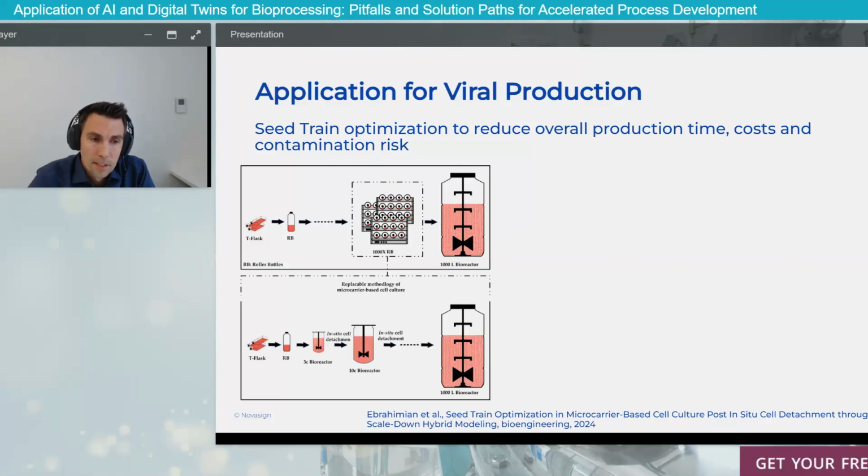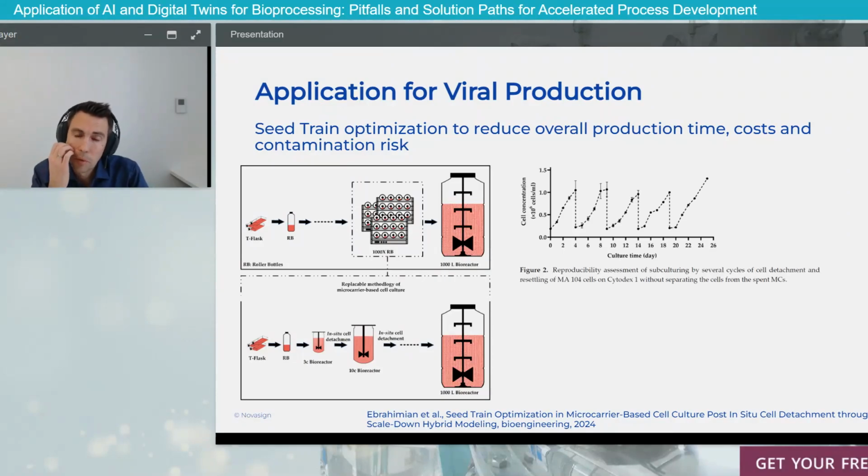So the idea is basically to use T-flasks in the beginning as normal, but then go to microcarrier-based cultivation as early as possible, and then always transfer both the cells and the microcarriers to the next stage. In order to do so and to evaluate this here, we had in situ cell detachment.